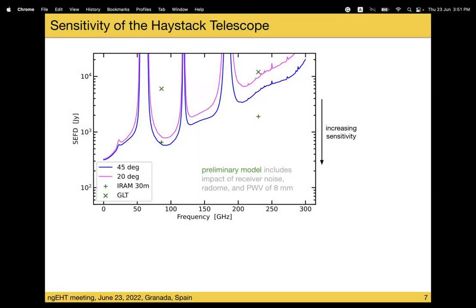And my colleague Jens has a very preliminary model. He included the impact of receiver noise, the radome reflections at different frequencies, and all with a PWV of water vapor of 8 millimeters over a few months. We can get several months at our site during the winter time.